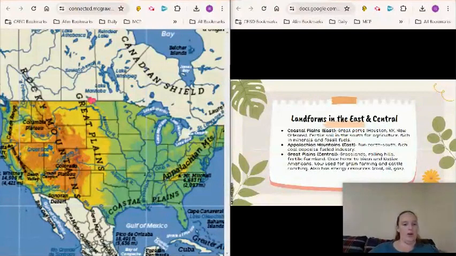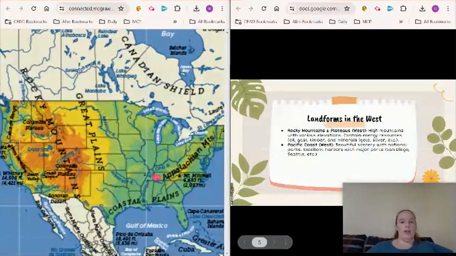And then we have our Great Plains down the center here. It's grassland, rolling hills, lots of farmlands. This used to be home to the bison and the Native Americans. Now we use it for grains, farming, and cattle ranching. But there's also lots of energy resources: coal, oil, gas, and wind.